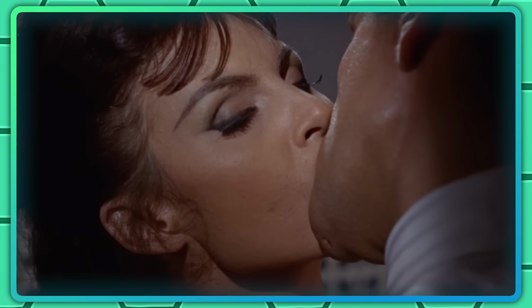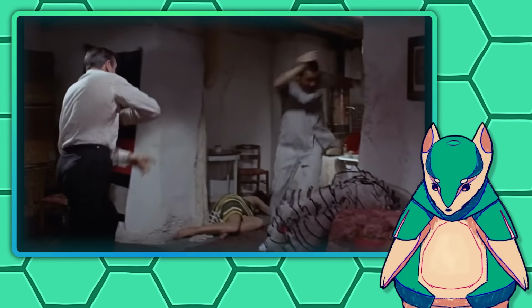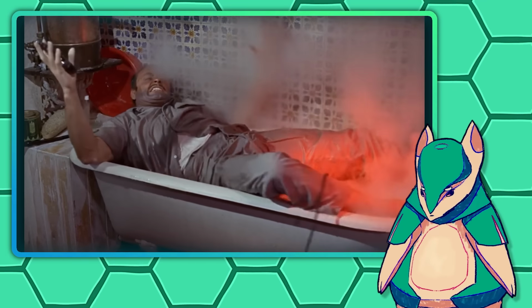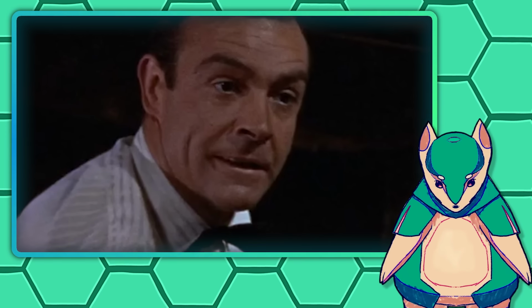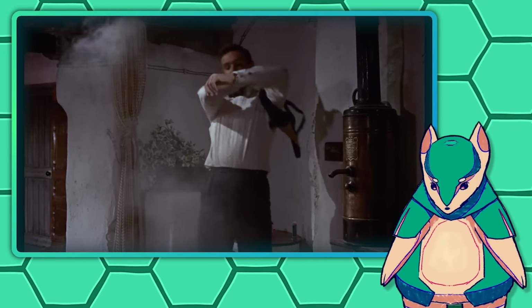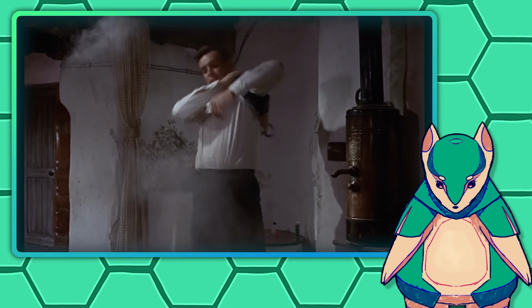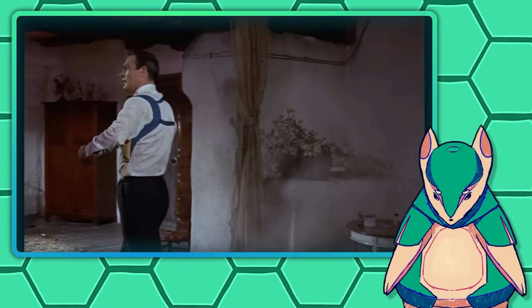Bond, mid-smooch, peeps the reflection of an attacker in the eye of the smoochee, then tosses the attacker in a bathtub, gives him an excruciating death by way of conveniently poorly insulated fan, gives a cheeky little smile like the little stinker he is, and mumbles the cheesiest one-liner of all time. Shocking. Then repeats it 2 seconds later, just in case either the audience or the traumatized woman on the floor didn't hear it the first time.